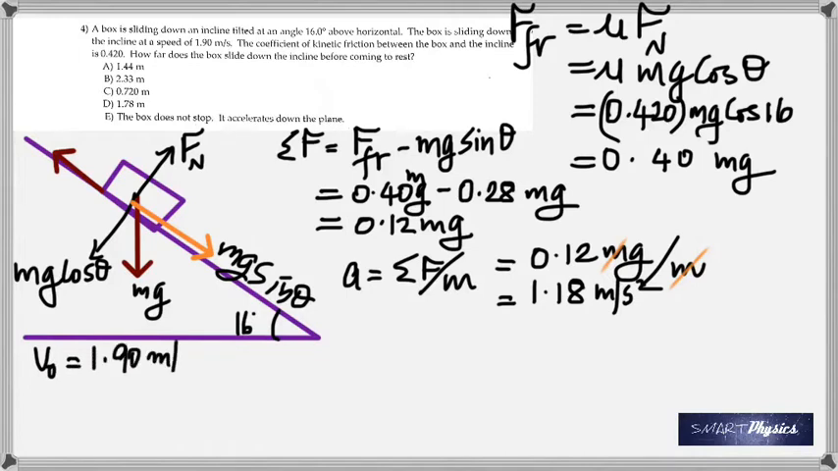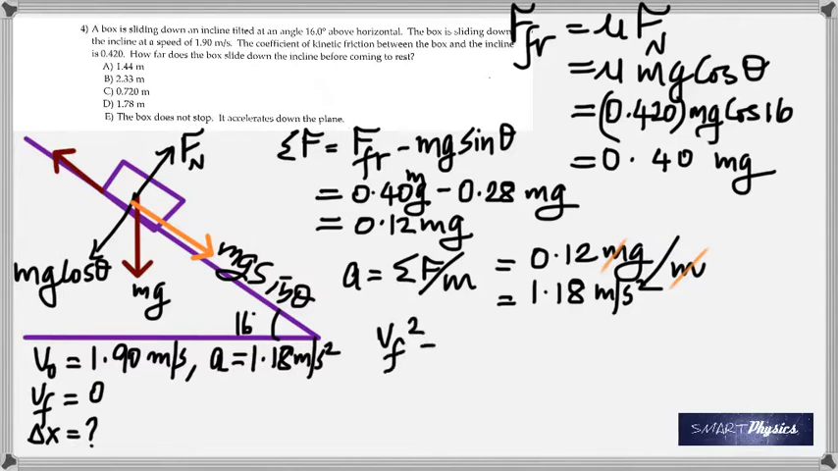The initial velocity is 1.90, the final is 0, and we are asked to find the displacement. We just got the acceleration as 1.18, and I should have paid more attention to significant figures, because just now I noticed that there's supposed to be 3 significant figures. Well, it's too late, but we'll get close to the right answer.